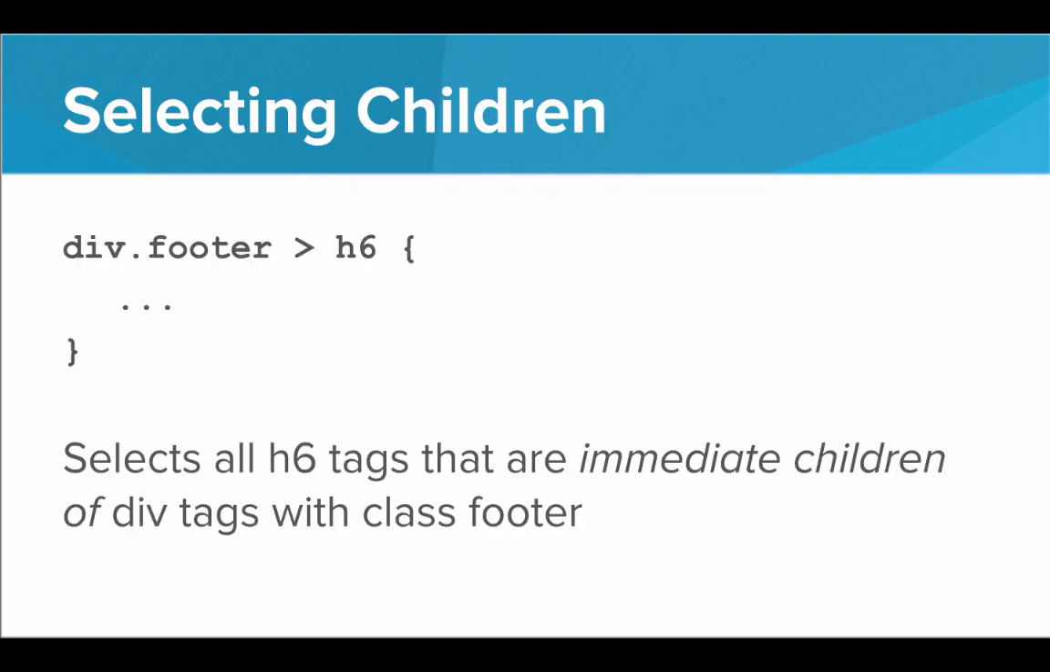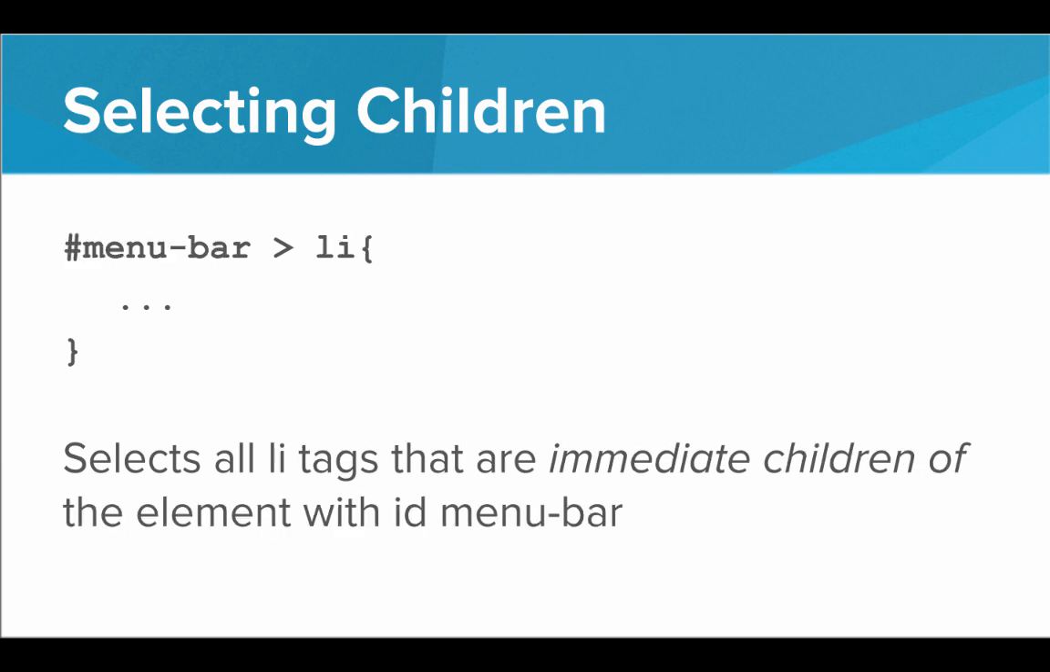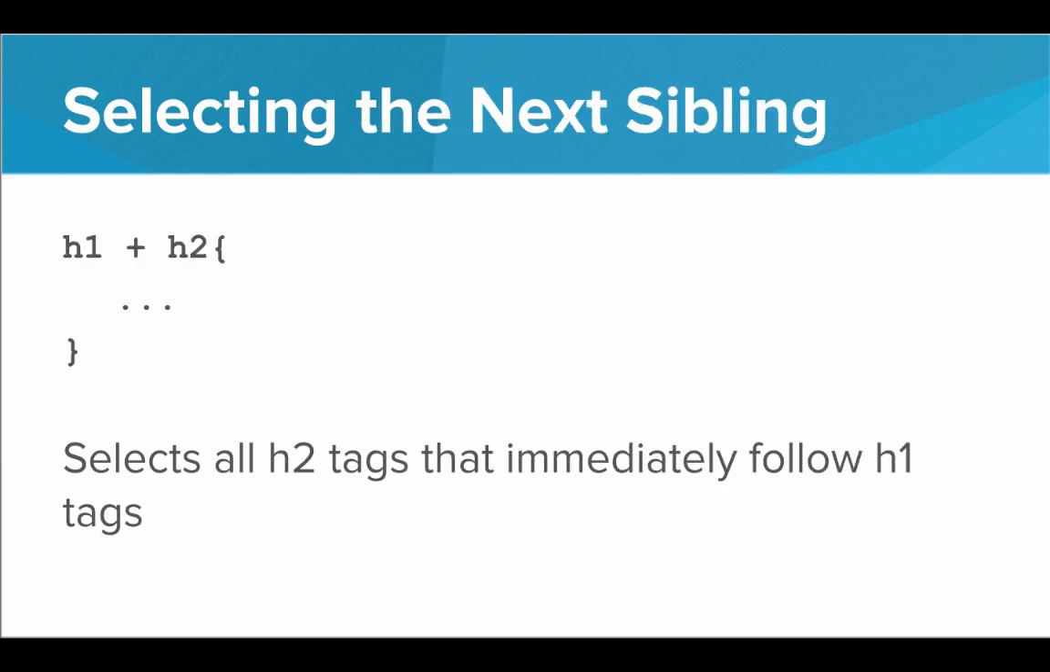For some more practice, we can see that this selects all h6 tags that are immediate children of div tags with the class footer. And this selects all li tags that are immediate children of the element with ID menu bar. So that's the child selector. Lastly, let's look at the next sibling selector. So the plus symbol is the next sibling selector, and we use this to select siblings.